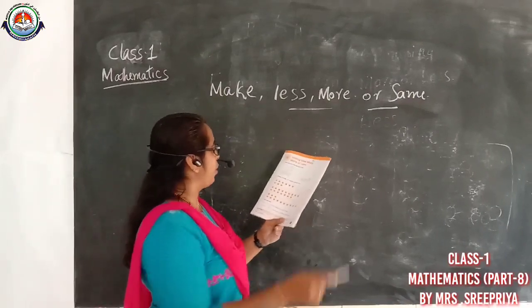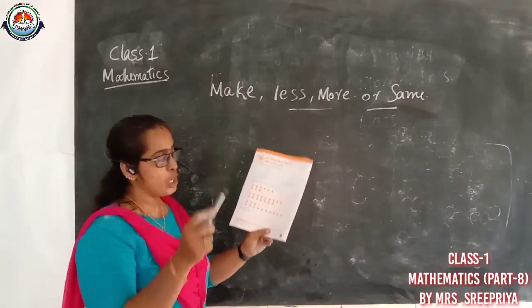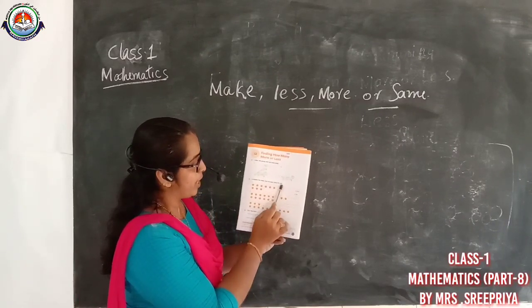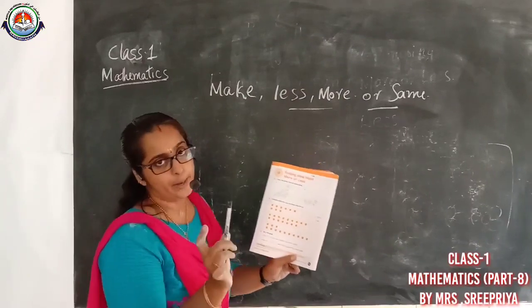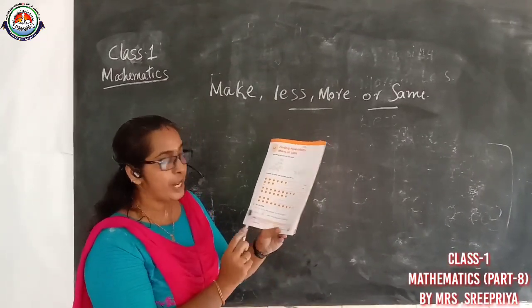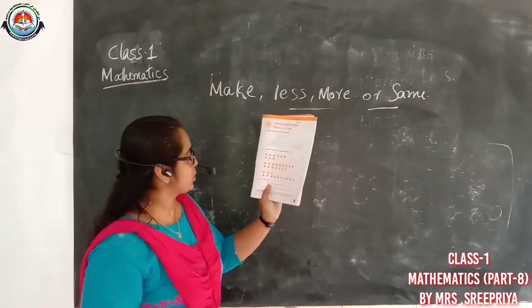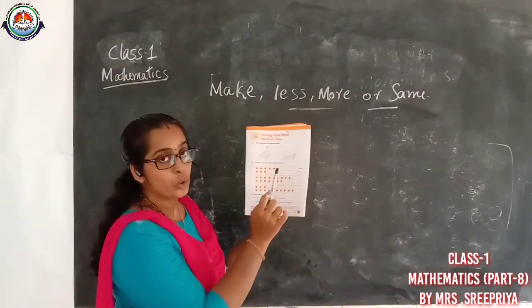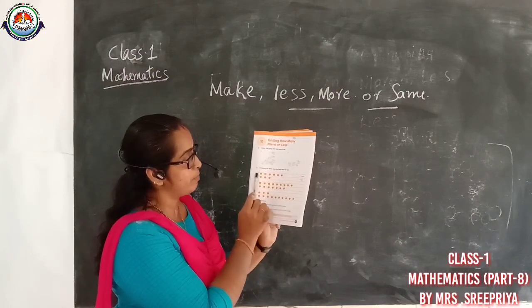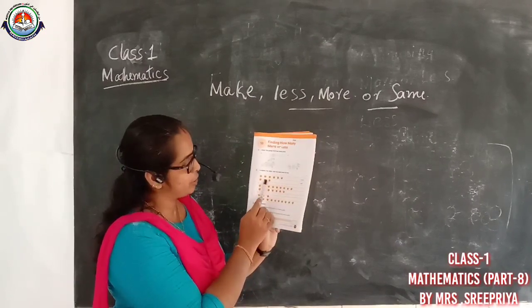Very good. Okay, then number 2. Complete the table. 1 has already been done. You remember what I told you? Look here. 1, 2, 3, 4, 5, 6. In the first column, 6 are there. In the second column, 1, 2, 3 are there.